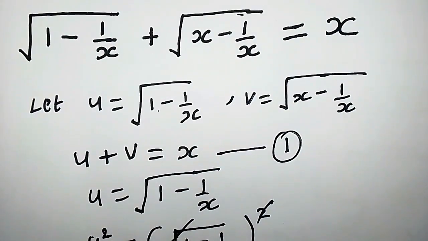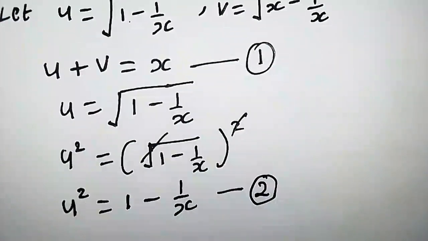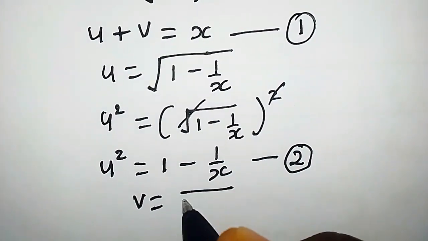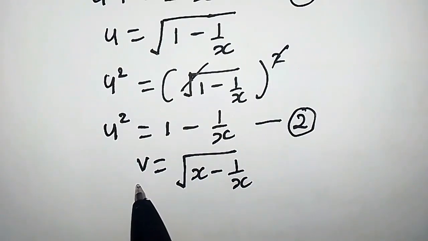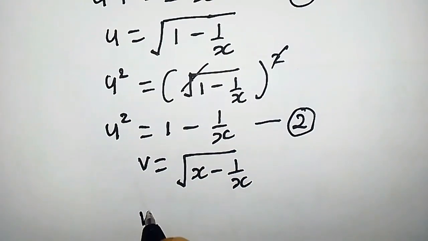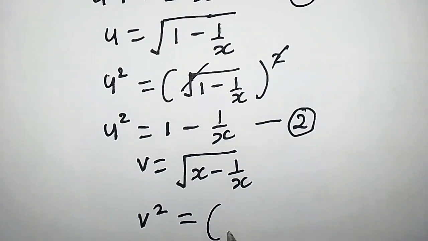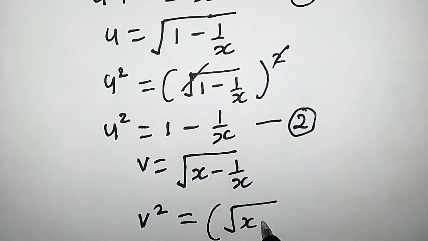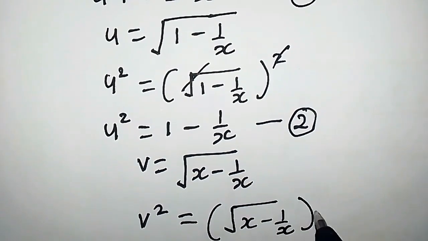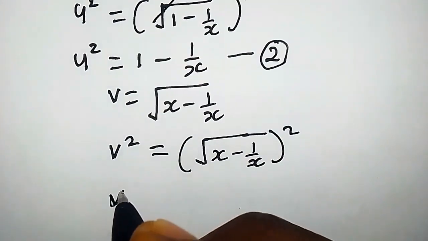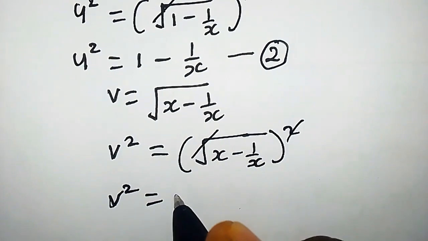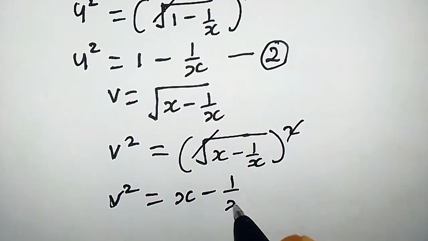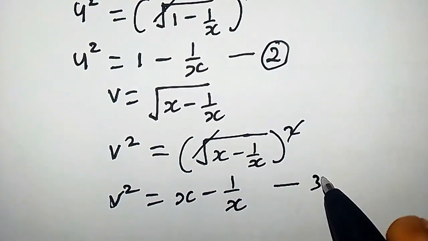So let's consider the second case, v. v equals the square root of x minus 1 over x. Squaring both sides, we're going to have v square equals the square root of x minus 1 over x, all squared. So v square is equal to, this bigger square root takes care of these two, we have x minus 1 over x. So we just call this equation 3.